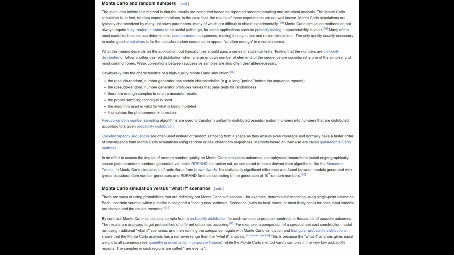Here are some characteristics of a high-quality Monte Carlo simulation. The pseudo-random number generator has a sufficiently long period before the sequence repeats. Sufficiently long means we can obtain enough samples to ensure accurate results. The pseudo-random numbers generated must pass tests for randomness. Proper sampling is used and the algorithm is valid for what is being modeled. That is, it simulates the phenomenon in question.